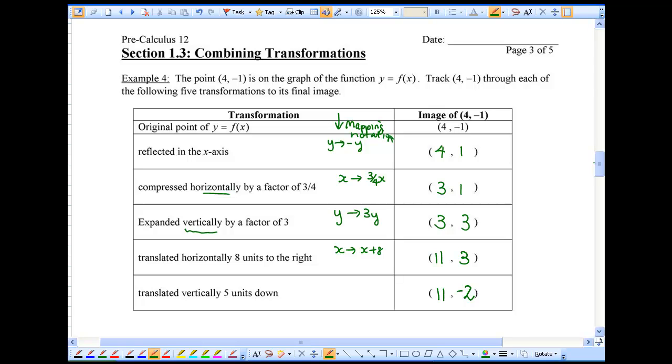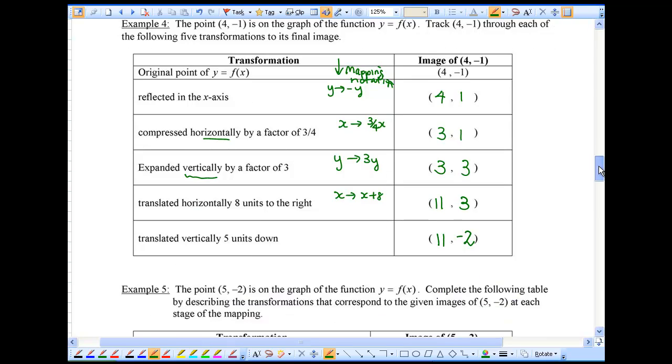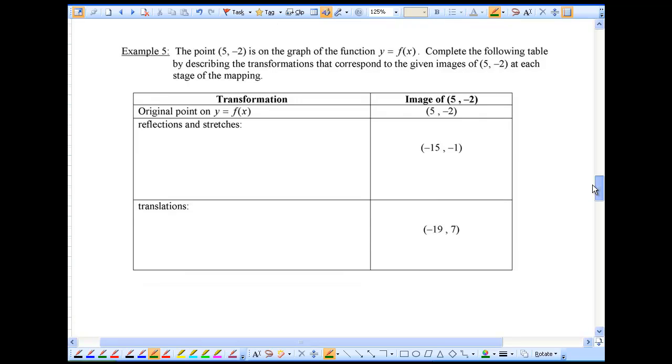Right. Let's go ahead and try example 5. Here I'm giving you a different point, 5 comma negative 2. It's on some other graph, some function we don't know about, but that's okay. And I'm going to ask you, by looking at the points, can you identify the reflection and stretches that happened, and then the translations that followed? This one's probably a little bit more tricky. So let's take a look together.